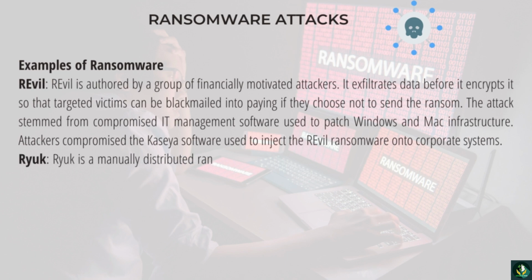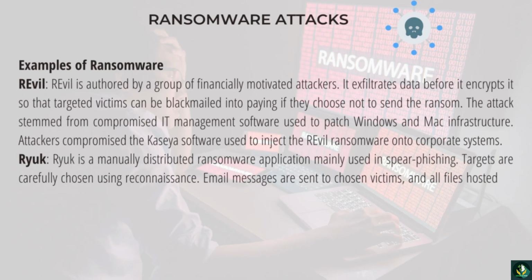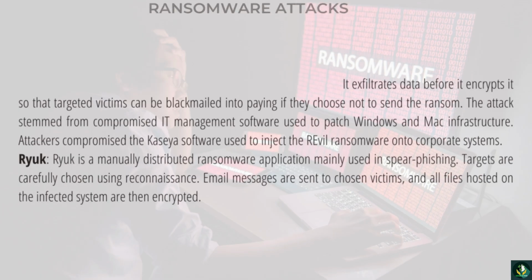Ryuk. Ryuk is a manually distributed ransomware application mainly used in spear phishing. Targets are carefully chosen using reconnaissance. Email messages are sent to chosen victims, and all files hosted on the infected system are then encrypted.